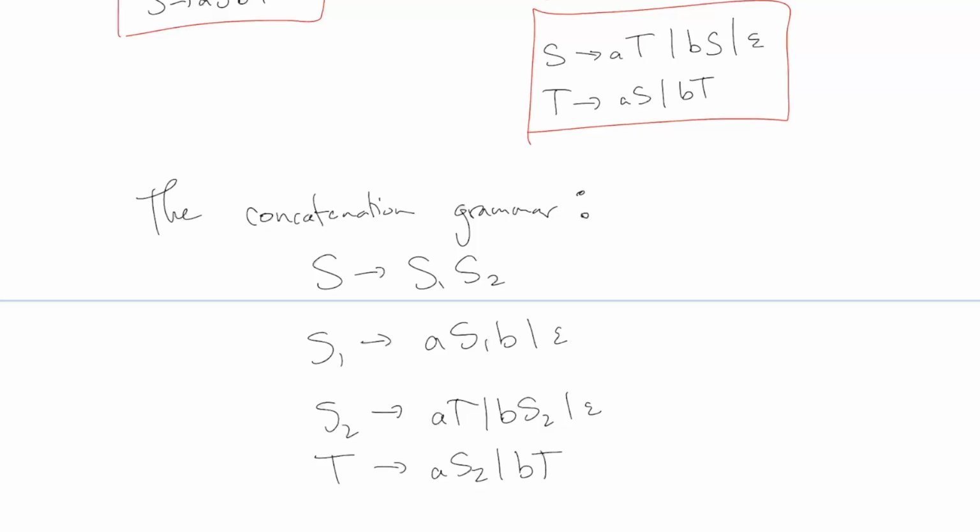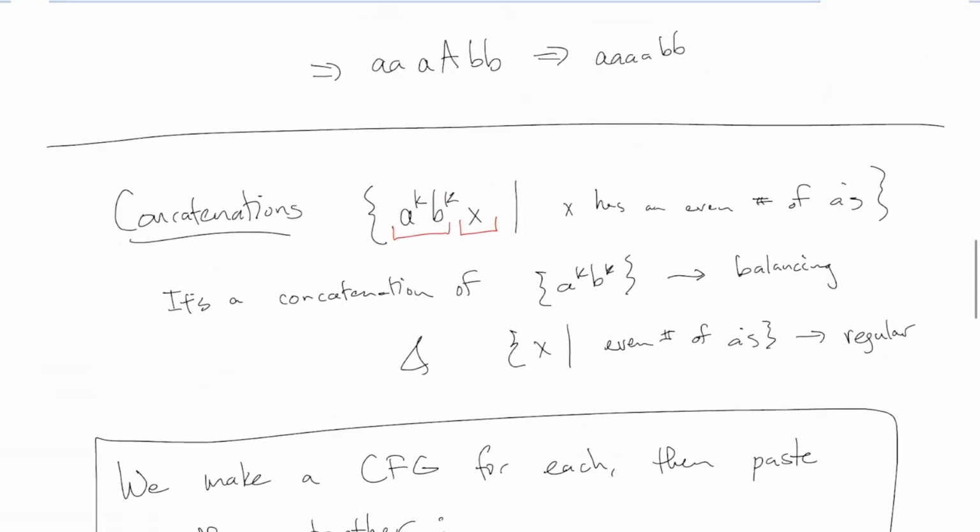Any thoughts about that? So sometimes your languages are convenient to express as a concatenation, and this is a classic example. It's one thing stuck on the end of another thing. So when I look at this, I immediately think of that as a concatenation.